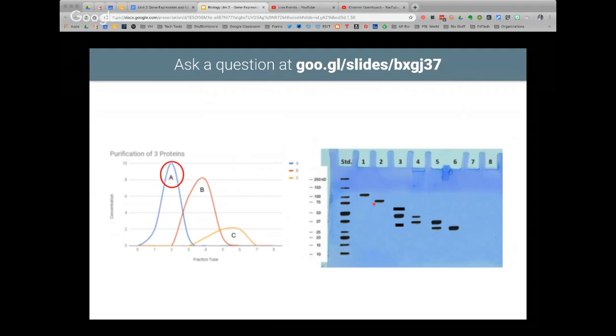We see one protein band. What does that tell us? That tells us we've purified that protein. That protein is in its pure form.